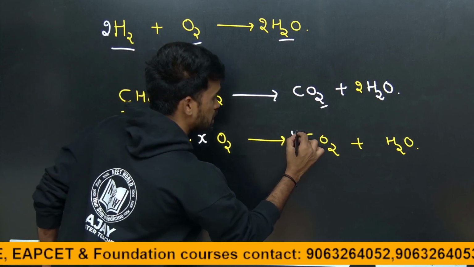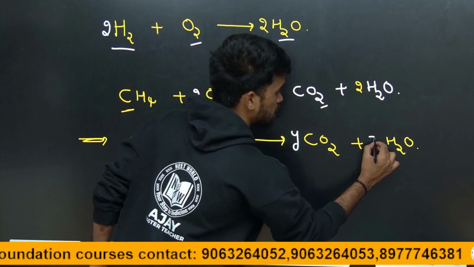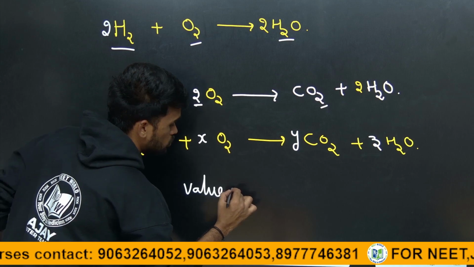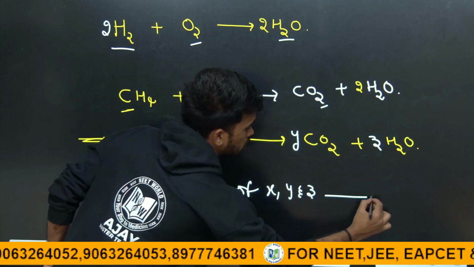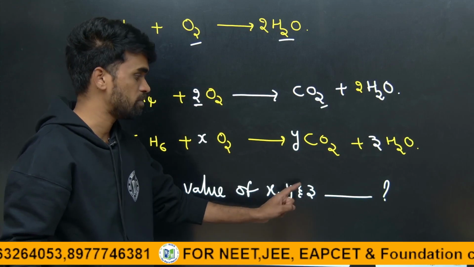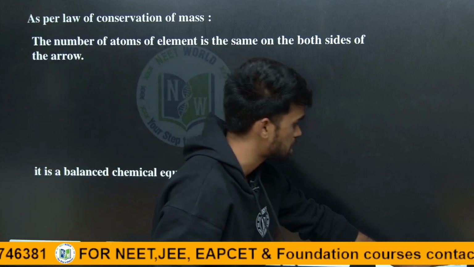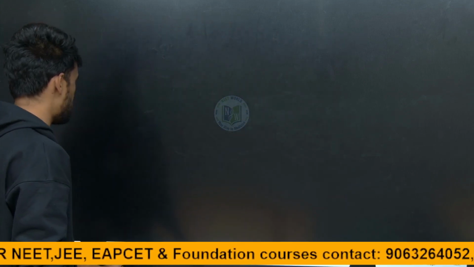Here I am representing the value as Y. So tell me what is the value of Y, and also here it is Z. So tell me the values of X, Y and Z. In the comment box you just mention the X, Y, Z values. Then next, so this is what we discussed, the law of conservation of mass. Then next, let us take one generalized equation.